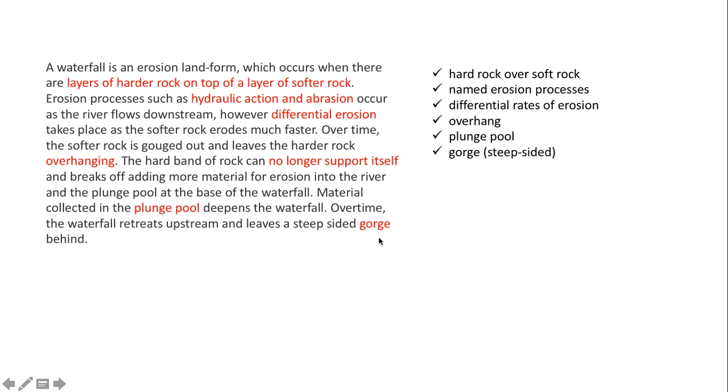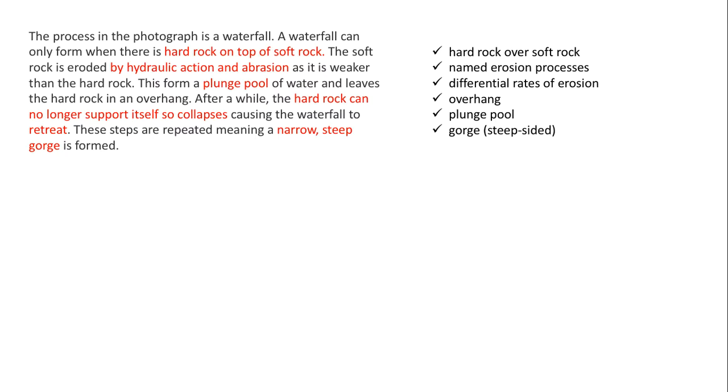So we've got all the key points in there. We're being really specific about what types of erosion are happening. We're being specific about what different landforms look like. For example, we've said that it's a steep-sided gorge, although steep-sided does need a hyphen between steep and sided. And we're using key geographical vocabulary. So that is a great answer.